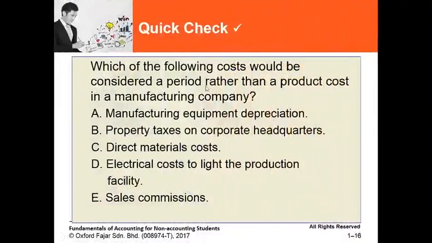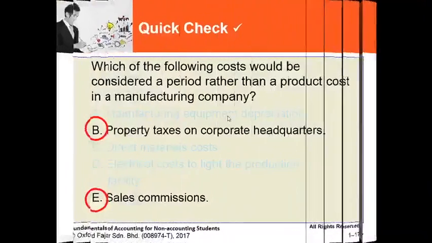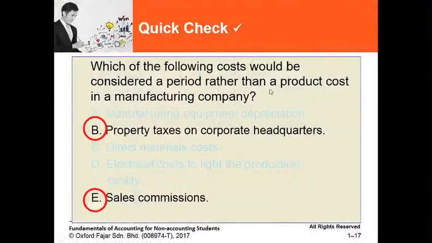Okay, so you can try to read this question and attempt to answer it, and the answer has already been given here. Which of the following costs would be considered a period rather than a product cost in a manufacturing company? You need to understand that a period cost is a non-manufacturing cost. Therefore, manufacturing equipment depreciation is considered a manufacturing overhead cost. Property taxes on the corporate headquarters means this is an admin building, therefore it is a period cost under administrative expense.